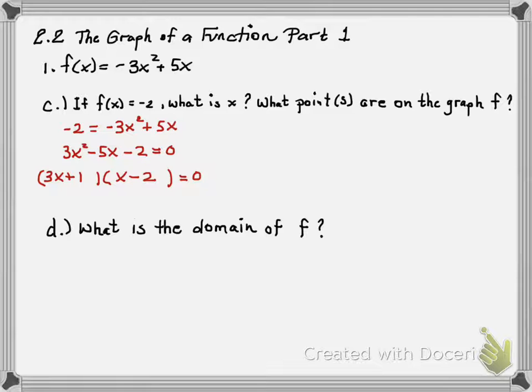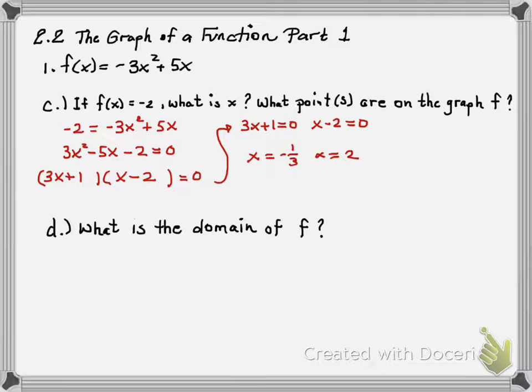All right? And come on over here. And remember now what you're supposed to do is take each of these factors, 3x plus 1, set that equal to 0, and also x minus 2, set that equal to 0. We're solving for x. All right, so do a little bit of math, and you're going to discover that x equals -1/3. And over here, x equals 2.